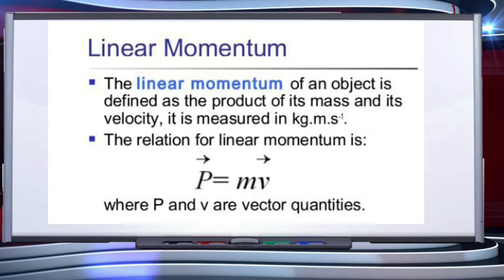Now we can define momentum. The momentum of an object is defined as the product of its mass and velocity. The relation for linear momentum is p = mv, where p is momentum, m stands for mass, and v stands for velocity, where p and v are vector quantities. It means momentum has both direction and magnitude. Its direction is the same as that of velocity. The SI unit of momentum is kilogram meter per second.